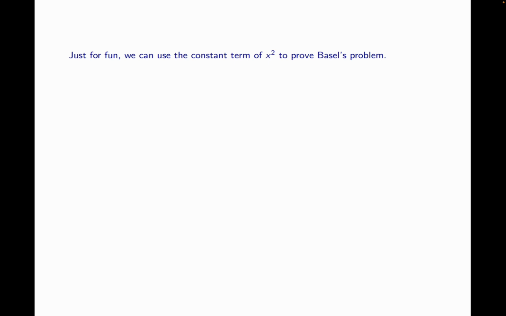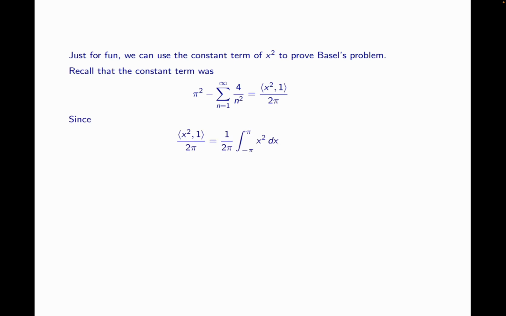Now, just for fun, we can actually use the constant term of x squared to prove Basel's problem. Recall that the constant term was exactly this expression, and that constant term has to equal the inner product of x squared with 1 divided by 2 pi. Well, the inner product of x squared and 1 divided by 2 pi is 1 over 2 pi times the integral from negative pi to pi of x squared, which is pi squared over 3.